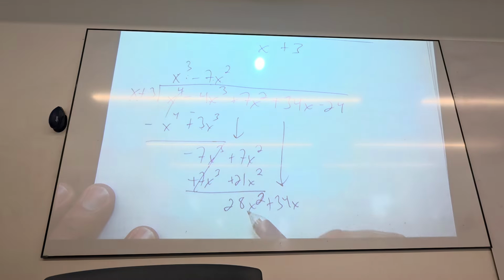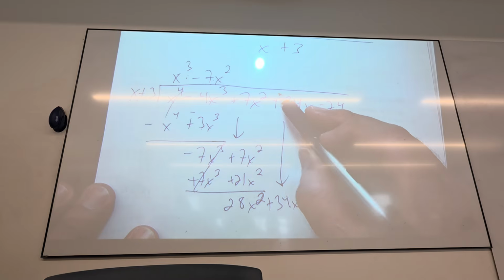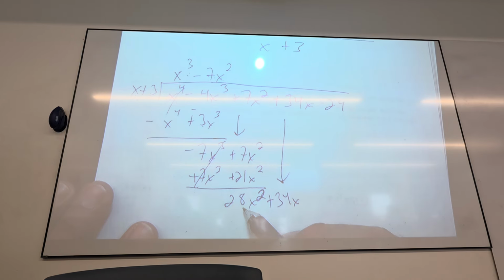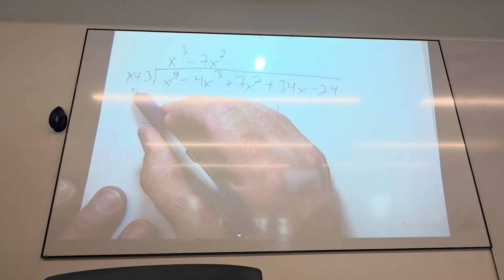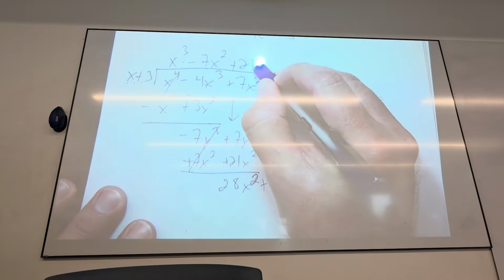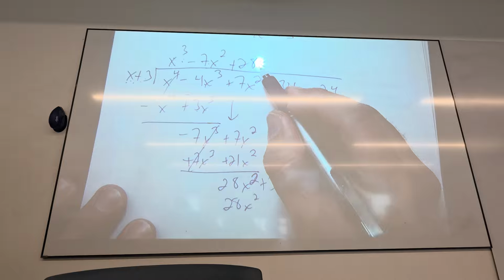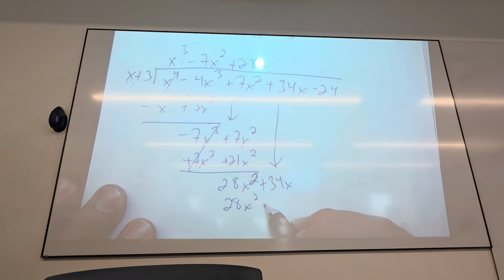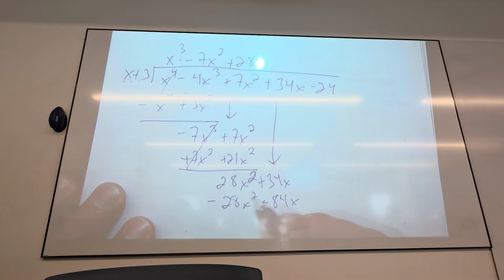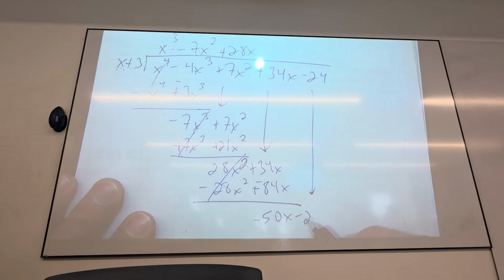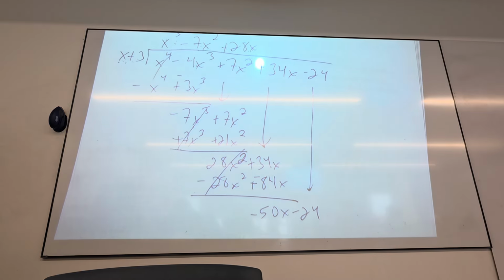X times what is 28x squared? 28x. X times what? Yeah, 28x. 28x times x is 28x squared. 28x times 3, this gets gross, is 84. Yes. Change the signs. It's not as bad as it could have been. Let's see, -50x. Bring down the -24. Oh, this is not bad. I thought it was going to be like hundreds or something.